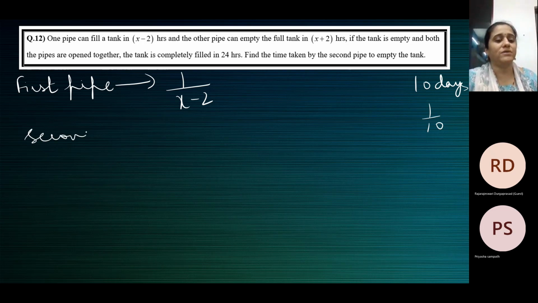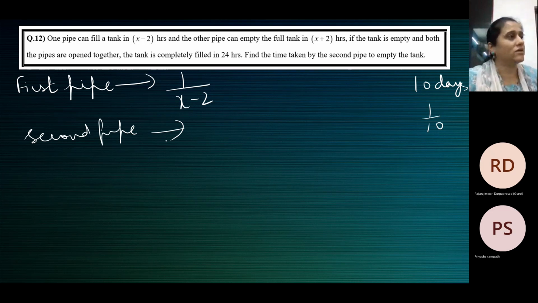Now coming to the second pipe. Now the first pipe is not open, it's closed, but the tank is full of water. If the tank is empty, what will it empty? It's already empty, no? So the tank is full, and the emptying pipe is left open. In the first case, the tank was empty and the first pipe was open, then it needs X minus 2 hours to fill the tank.